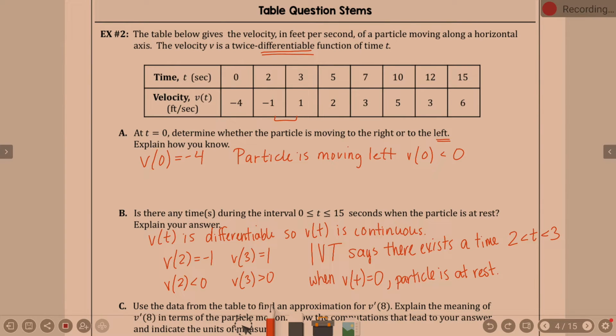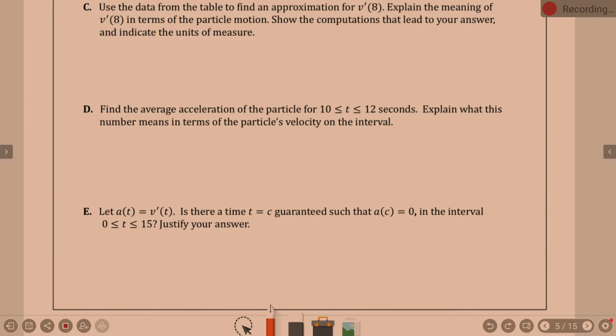Where does 8 fall? Between 7 and 10, yes? We don't have specific information about 8, but it falls on the interval from 7 to 10. So we can find our average velocity that way. So we can find v prime of 8.